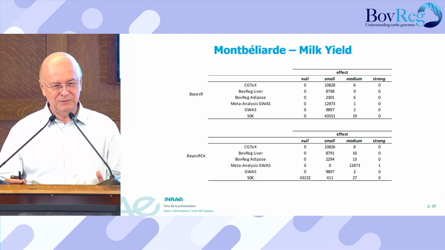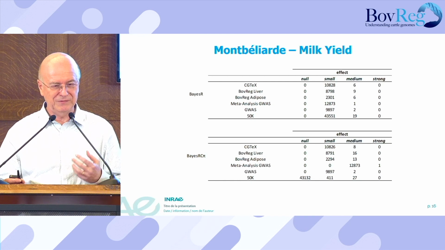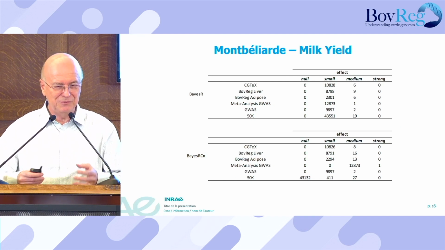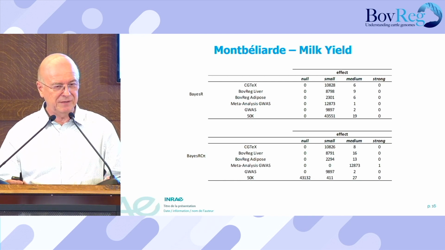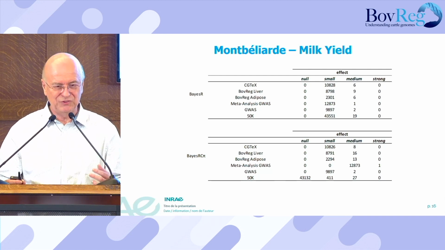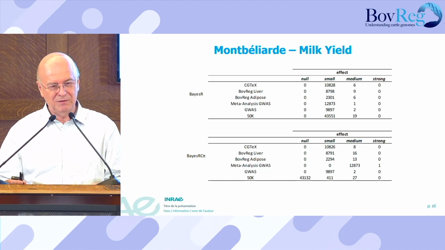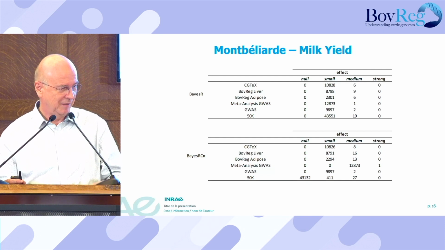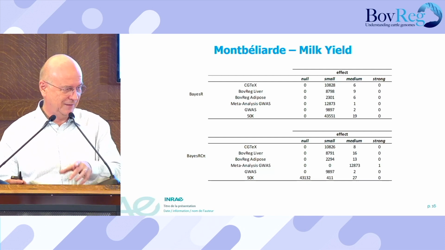But if you consider the medium or the strong effects, BiasRCPI allows more SNPs to have medium or strong effects than simply BiasR, which is what we expected. We probably have too many of them in meta-analyzed GWAS, but it's probably due to the fact that the populations are not independent between the meta-GWAS and this validation study.